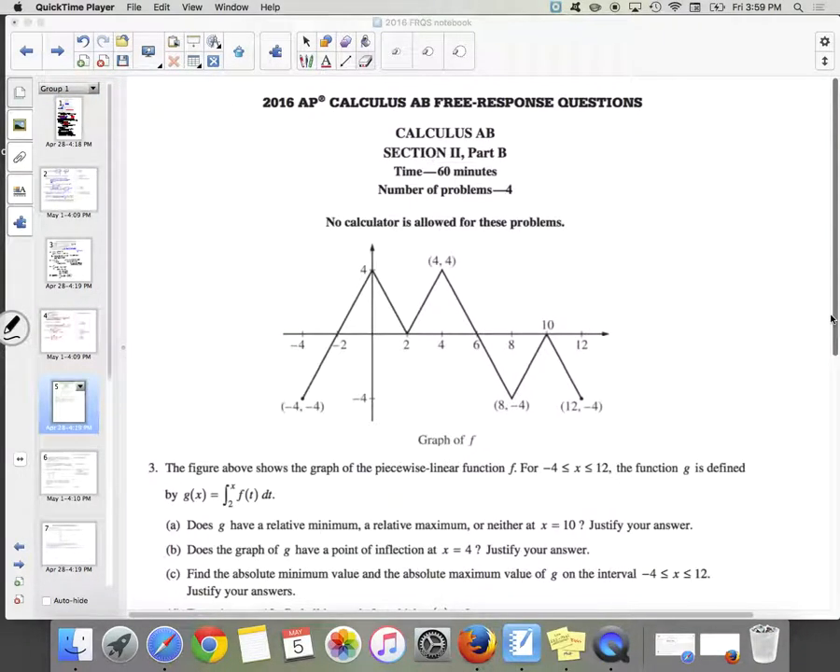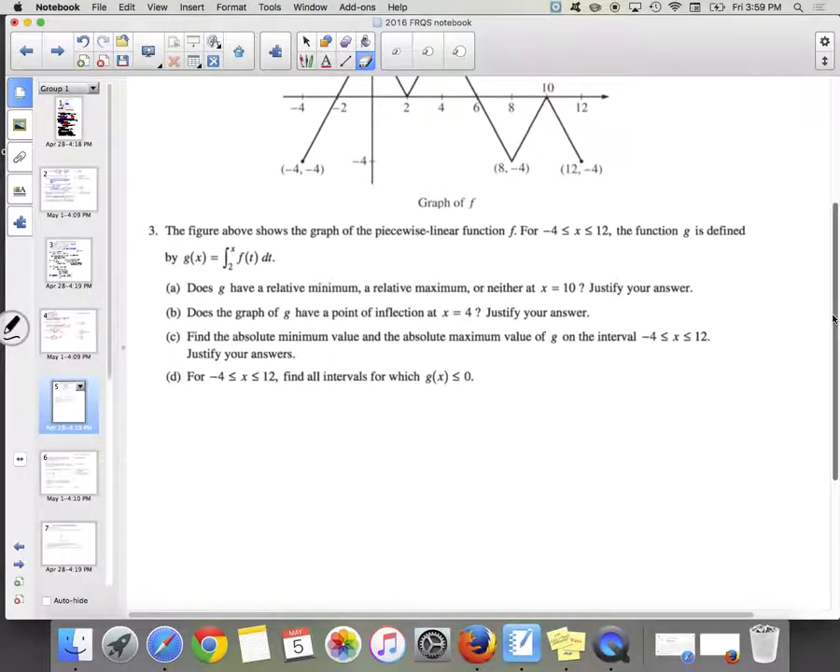Okay. Question number 3 is a non-calculator question, and it says the figure above shows the graph of the piecewise linear function. For -4 to 12, the function g is defined by g of x equals the integral from 2 to x of f of t dt. So it says, does g have a relative min, max, or neither at x equals 10?